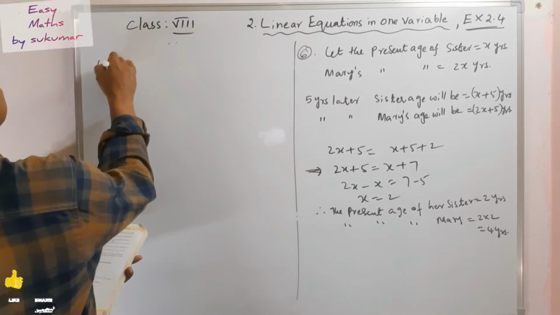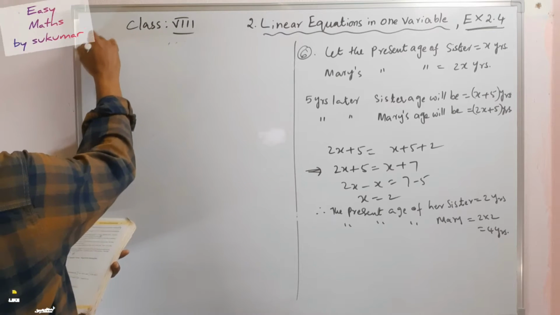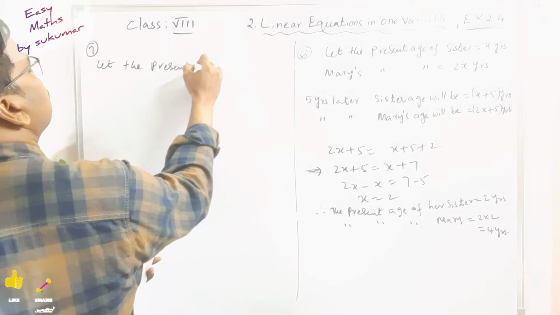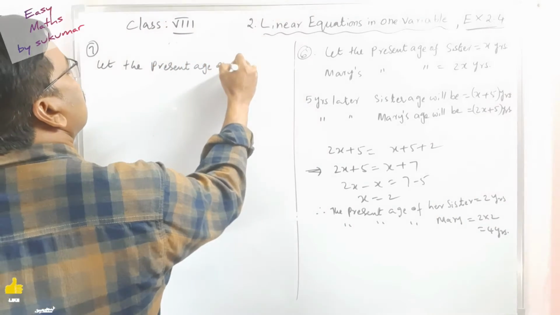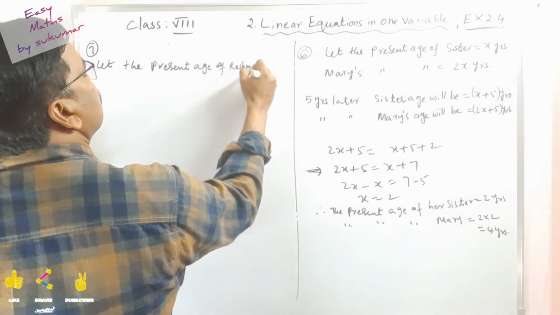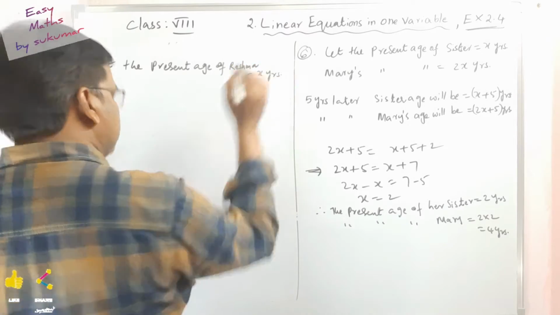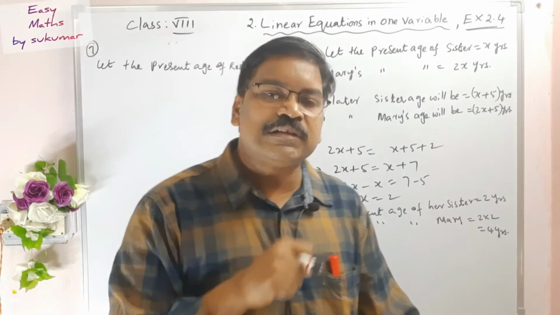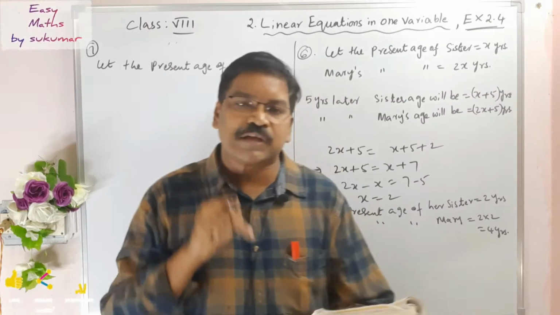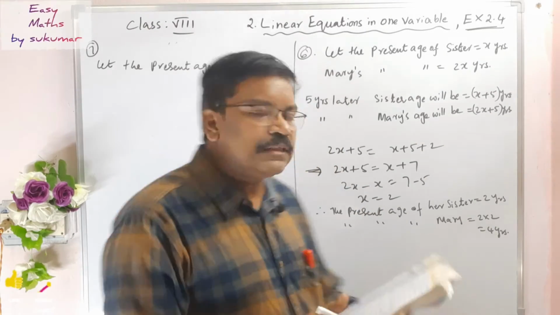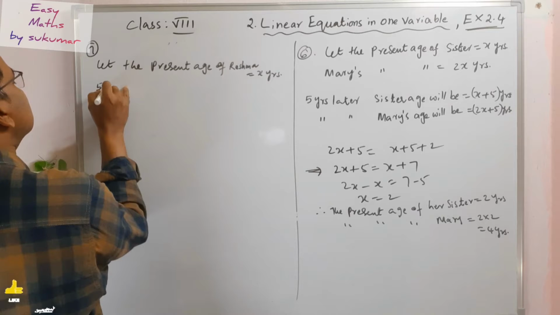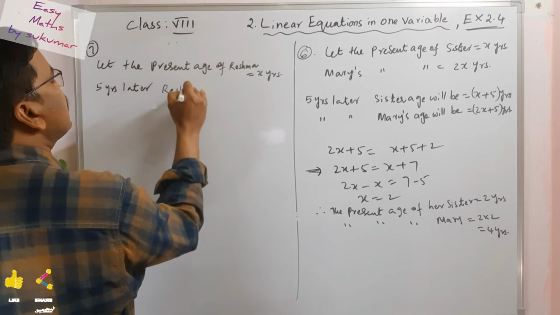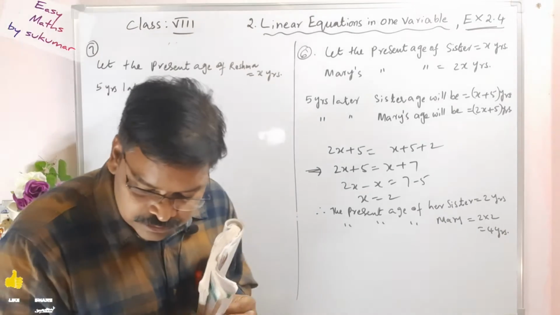Okay, 7th question, let the present age of Rashma be x years. Let us take the present age of Rashma is x years. Again we will see what is given in the statement here. In 5 years' time, Rashma will be, that means 5 years later, Rashma's age will be... I will change the pen.